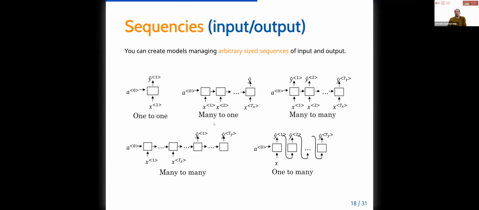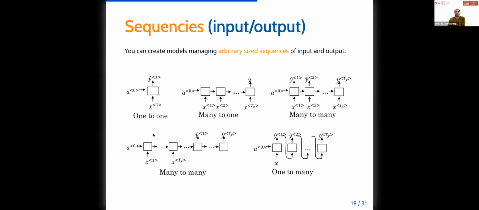So with this strategy, you can obtain models that can manage arbitrary sized sequences of input and also output. So you can have, for example, a classification algorithm that takes a text of not fixed length and comes out with a single, I don't know, yes, no, include or exclude output. Or you can also have a different length in the output that can be the same as the input or even different from the input.